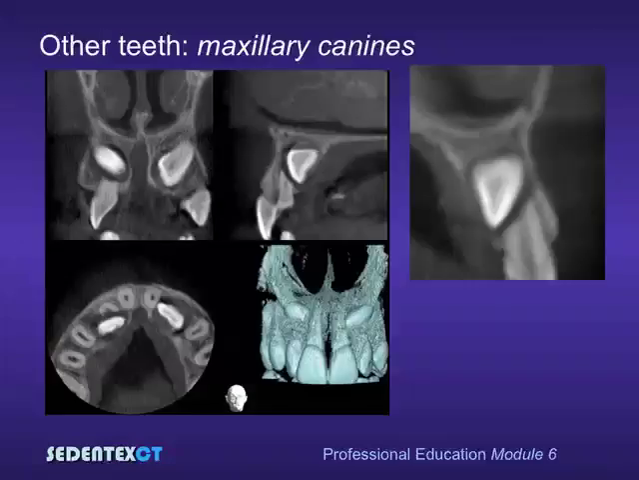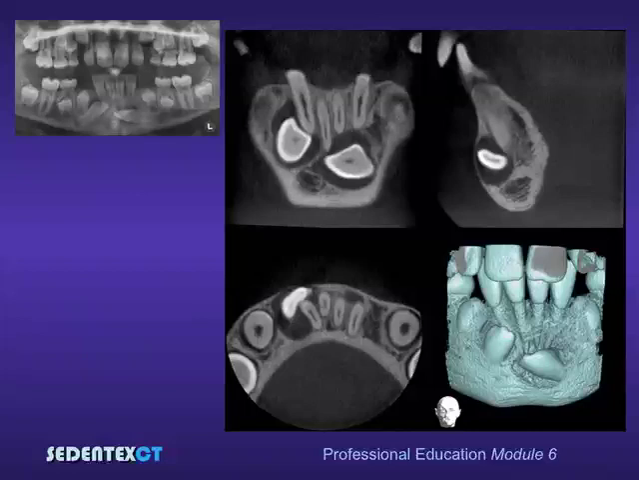Other teeth are, of course, amenable to the use of cone beam CT, particularly in erupted maxillary canines. If you look at the axial image on the bottom left of the screen, you will see that the upper right canine has eroded the palatal surface of the lateral incisor root. And in cases where a decision has to be made about which tooth to extract, the canine or an incisor tooth, then cone beam CT can contribute very usefully to the management decisions for that particular patient.